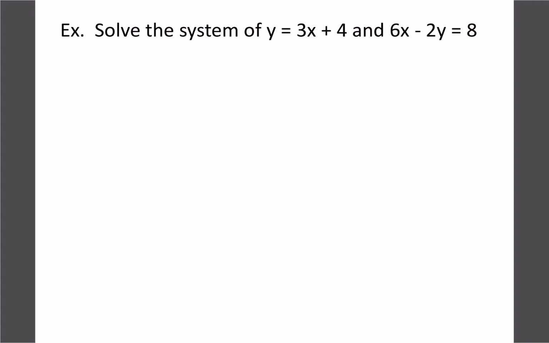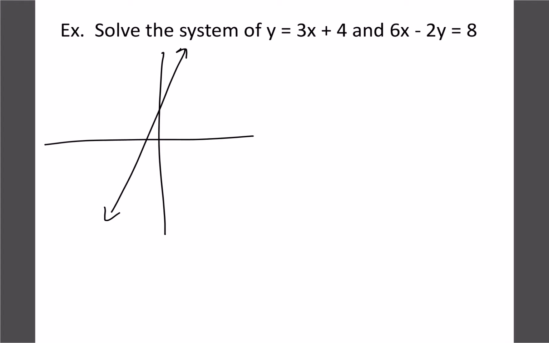Okay, so here's a different one. You can see we've got y equals 3x plus 4. So graph that one. That gives us a fairly steep line, something like that. And then you can see our second equation is a little bit trickier. So what we want to do is rearrange that equation. Let's bring the 6x over. So we'd have minus 2y equals 8 minus 6x. And let's divide by -2. So we'd have y equals -4 plus 3x.